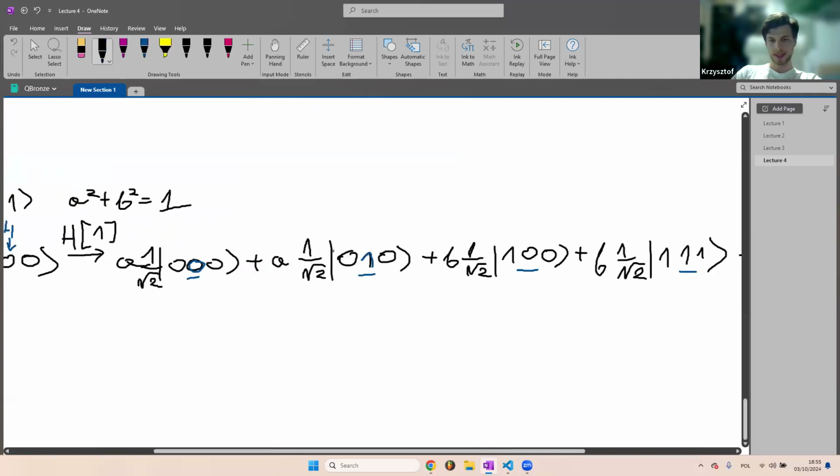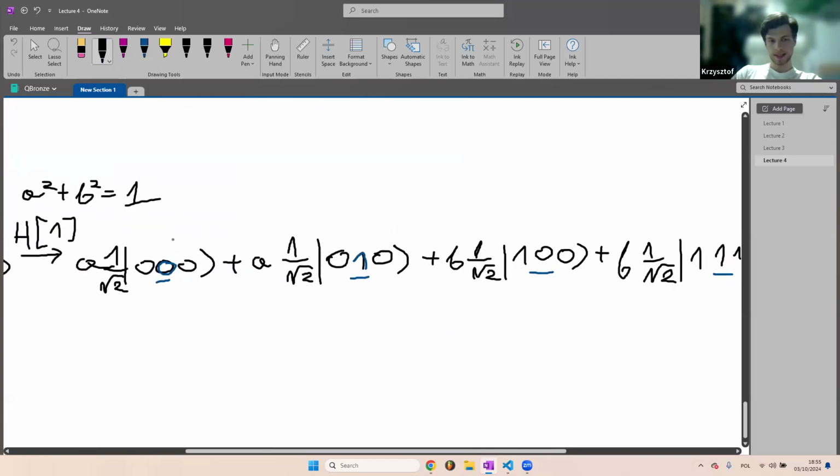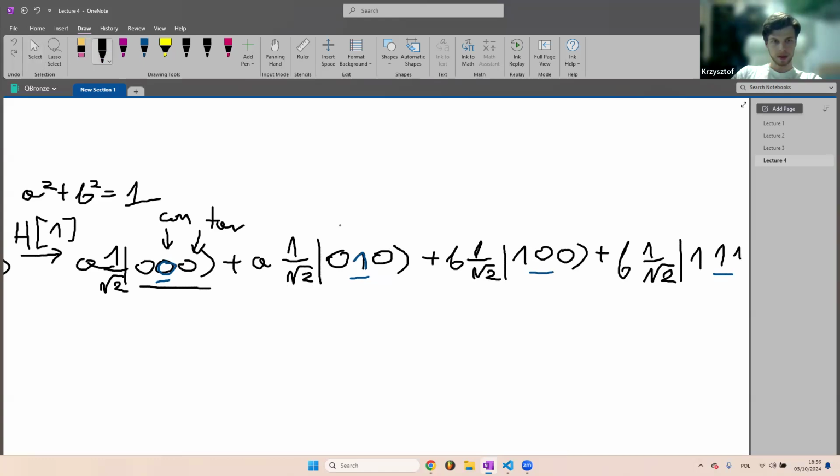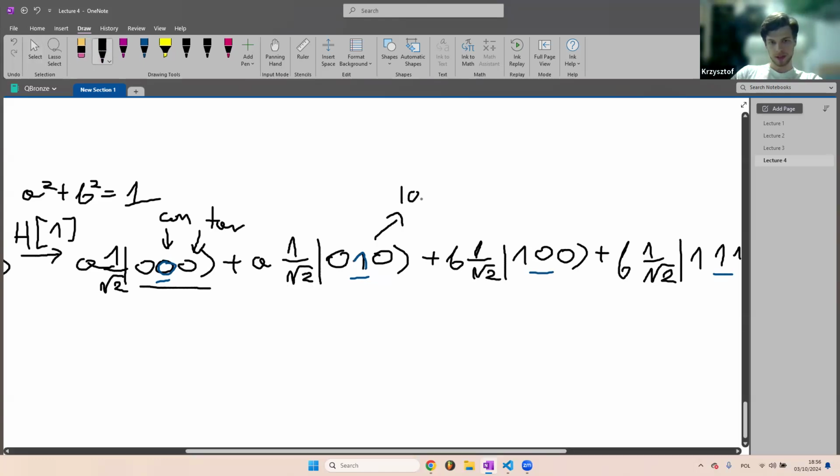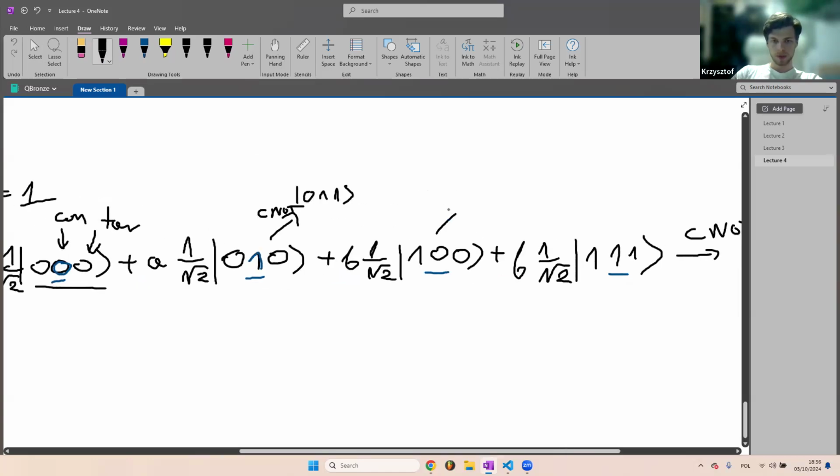So let's review the states once again. In this case, this is the first qubit, this is the 0th qubit. This first qubit is a control qubit, and the second qubit is also a control, and this is the target. So this state does not change. This state will change to 0, 1, 1 after the C naught. This state will stay the same, and this state will change to 1, 1, 0.